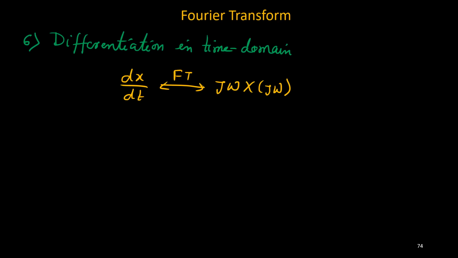Now we'll discuss one new useful property, that is differentiation in the time domain. If I take the derivative in the time domain, dx dt, its Fourier transform will be j omega times X of j omega. It's very simple. First you can start with x of t and its inverse Fourier transform. Then take the derivative on both sides, and you will get the result.